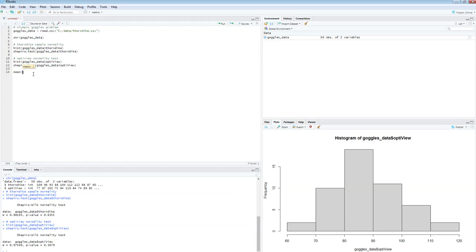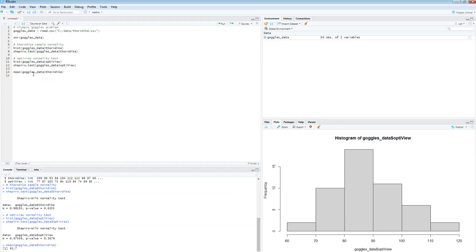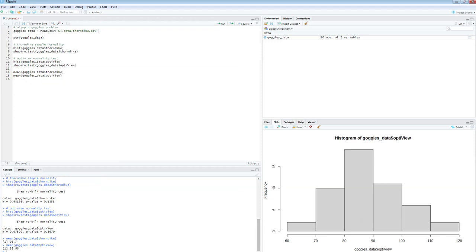Okay, so the mean for goggles data Thorndike is how much? 93.7, whatever that is, meters or feet. That's on average how deep the goggles are submerged when they start leaking water. How about the other one? The mean for goggles data OptiView is 88.9, roughly speaking. Let's say these are meters. We can see that Thorndike holds the water about 5 meters more, on average, of course, compared to the current supplier.